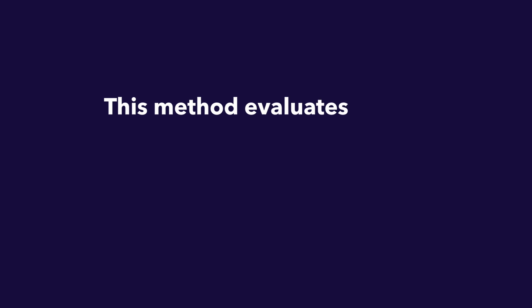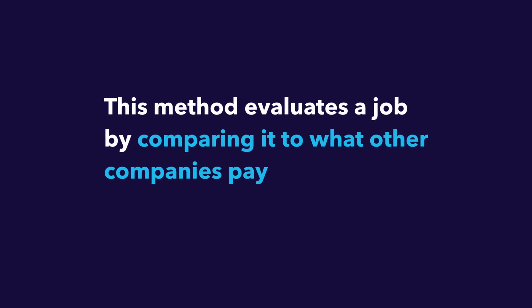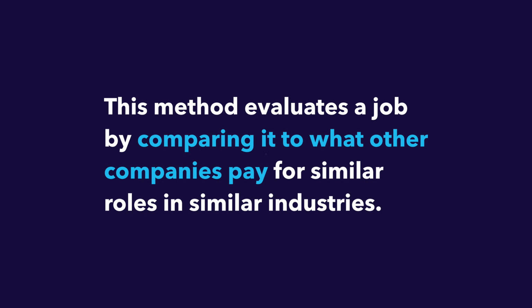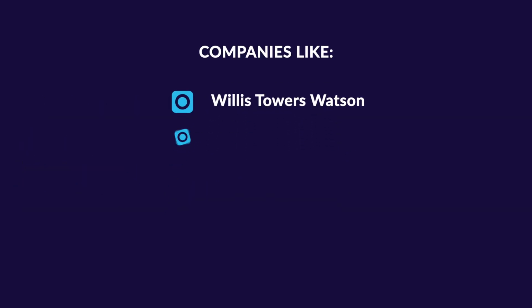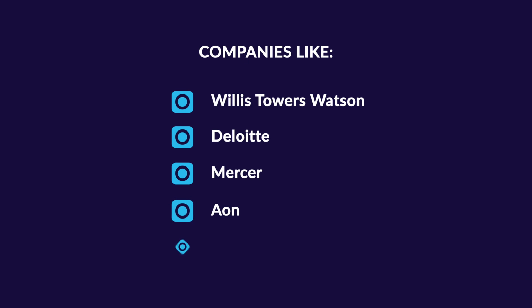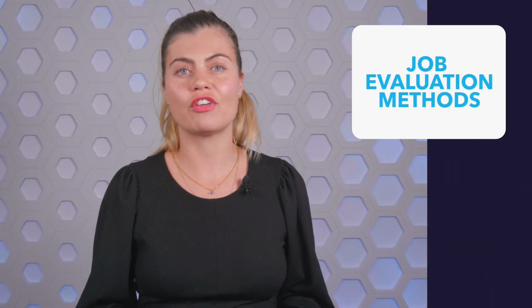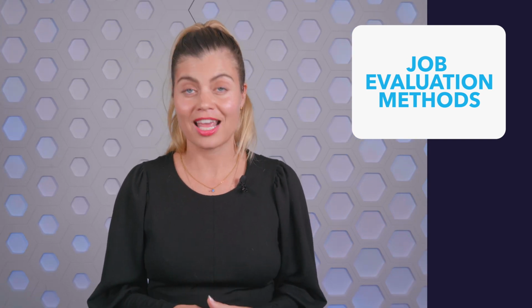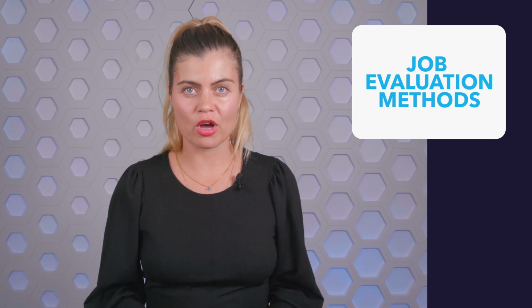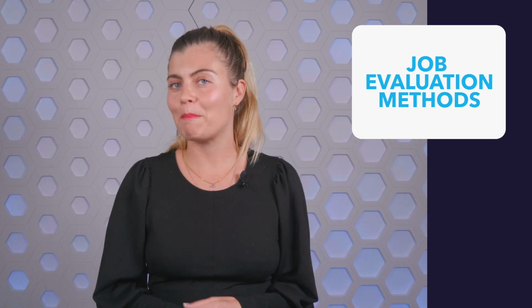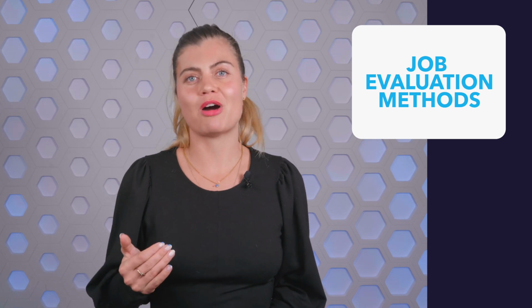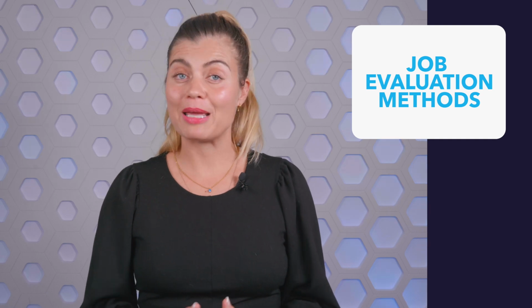And last but not least, we have the market pricing method. This method evaluates a job by comparing it to what other companies pay for similar roles in similar industries. Companies like Willis Towers Watson, Deloitte, Mercer, Aon, and Radford offer global compensation databases that allow you to identify the average pay for any job. A company can then decide to offer the market average or go higher or lower. An NGO with a clear societal purpose may offer lower wages as people may work there for other reasons than money, while many tech companies compensate above the market because they want to attract the best talent. This is why some companies pay more than others.